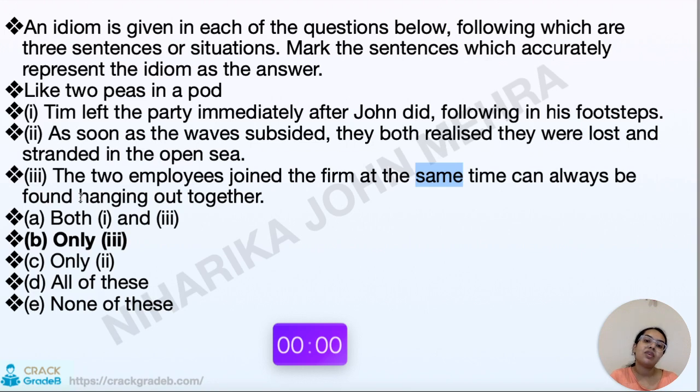As soon as the waves subsided, they both realized they were lost and stranded in the open sea. Those two people realized the same thing. That doesn't make them two people who are alike and always together, doing the same kind of things. It's not indicating that. It's just one thing, and both of them realized the same thing. Doesn't make any sense. It is the third one.